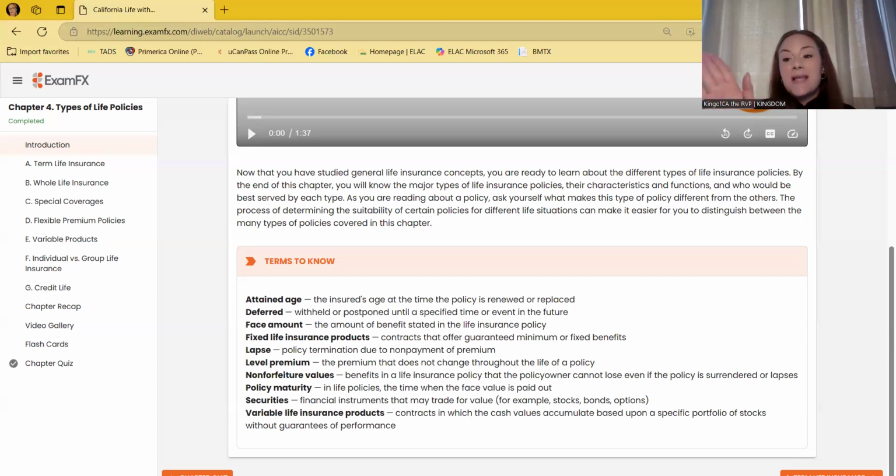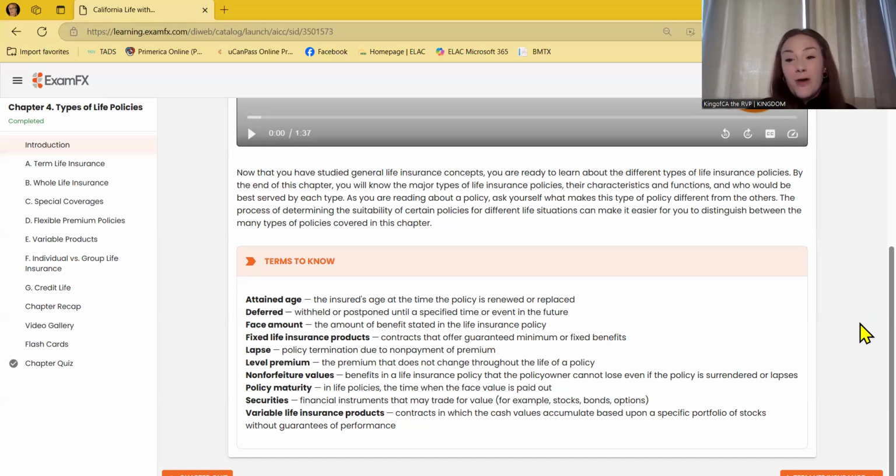Let's just say that I'm a client and I have a 10-year term. I was 50 when I purchased it. At the end of my term, I'm now 60, and my attained age when I renew is going to be 60 years old. That's what the attained age is: the age of the person insured at the time of policy renewal or replacement.